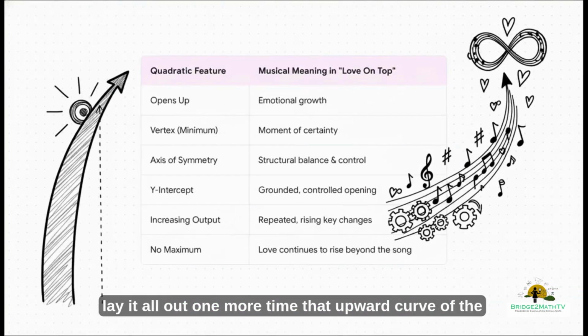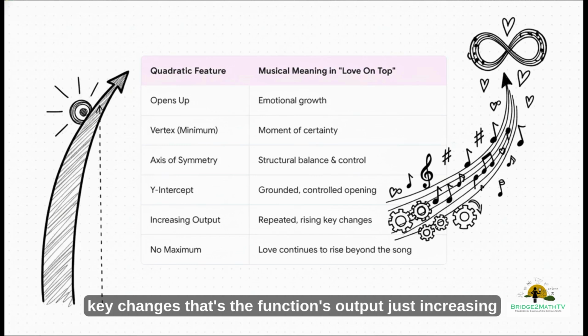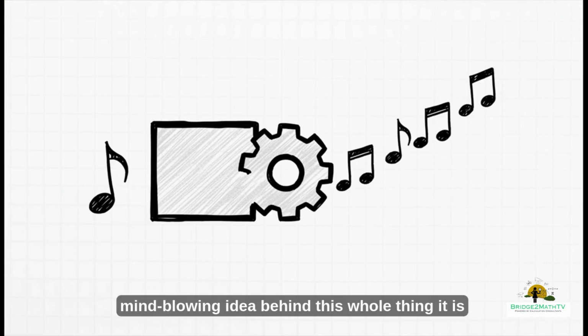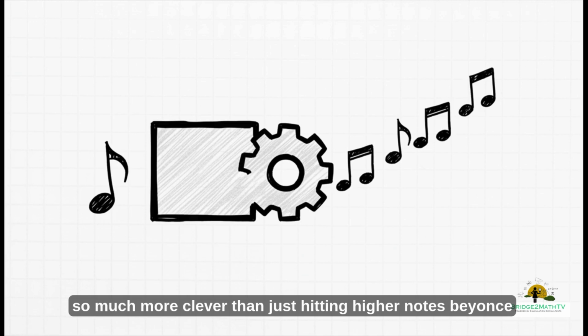So let's just lay it all out one more time. That upward curve of the parabola, that's the endless emotional growth in the song. The vertex, that minimum point, that's the unshakable moment of certainty. The axis of symmetry is her incredible structural control. And those iconic repeated key changes, that's the function's output just increasing and increasing and increasing, basically toward infinity. And that right there is the big, mind-blowing idea behind this whole thing. It is so much more clever than just hitting higher notes.